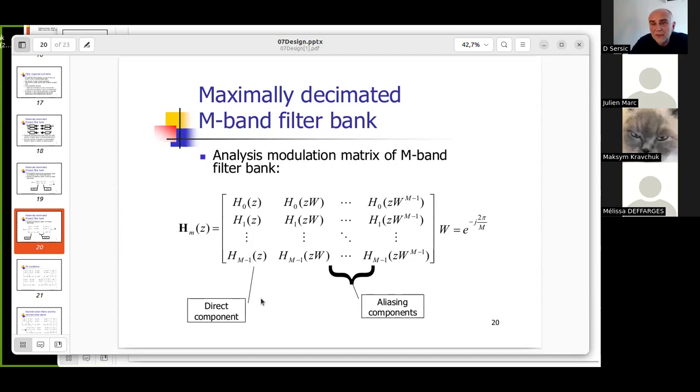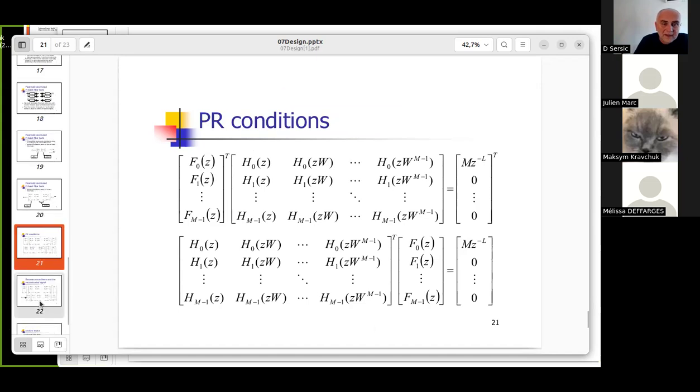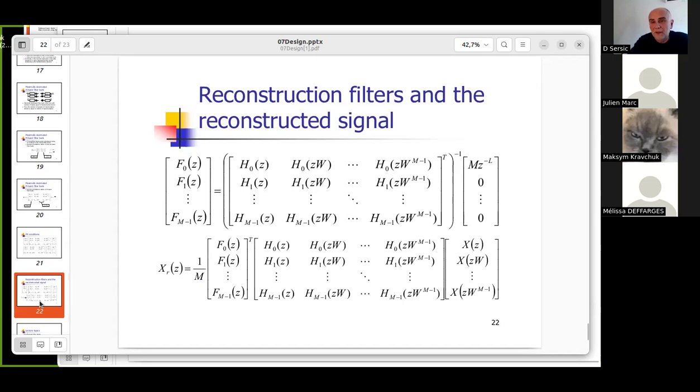And the trick is pretty much similar to when we were talking about the mathematical description of decimation by a factor of M. We use that trick on the unit circle, so something like that is used right here to cancel all the other parts. So here you can see the PR conditions in that case, and this is the expression for the reconstructed signal. One can say, okay, such a matrix must have some special properties, and you can actually see them from this slide 22.